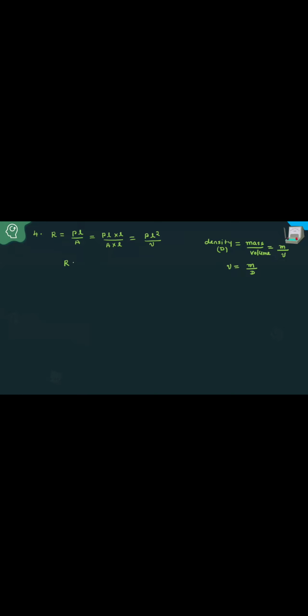Then what is R equal to? rho L square by this volume. I'm not assuming volume is constant. This is m by d. So R equals rho L square by (m by d), that is rho L square d by m, where d is the density of the wire or conductor. Like this, you can see how the resistance depends on density, mass, and length of the conductor. Yes, friends, this is the fourth observation.